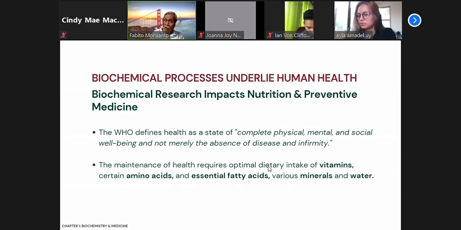That's why the pharmaceuticals now are producing supplements that contain zinc. And another mineral that is also important for your immune system is selenium. No? And then of course water. Water is very, very important. Okay?